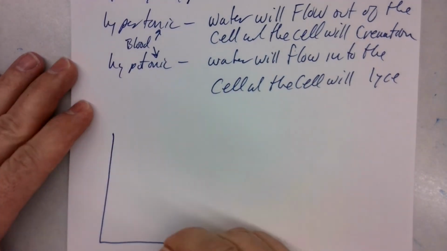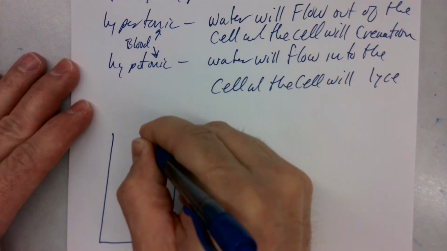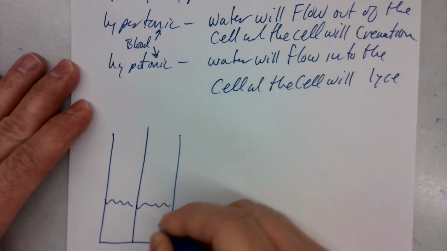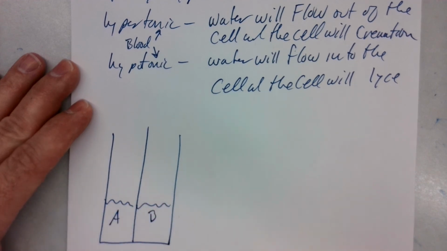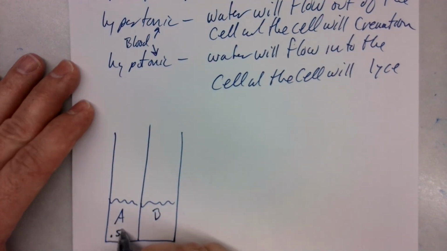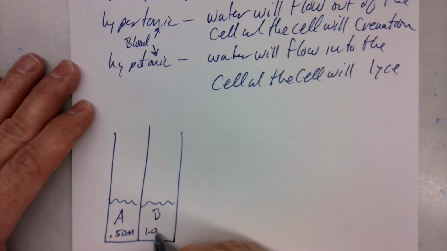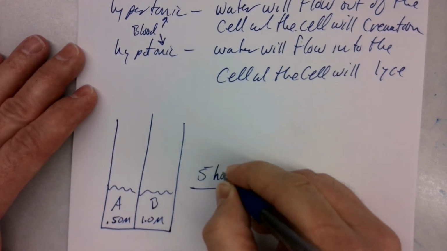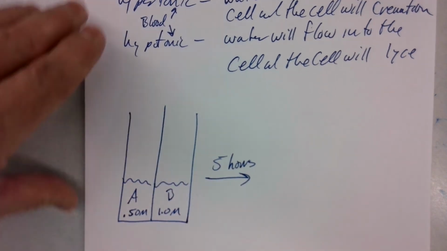Alrighty, now, semi-permeable membranes. I've got A, I've got B. This is 0.50 molar. This is 1.0 molar. Let's say I let 5 hours go by. What's going to happen?